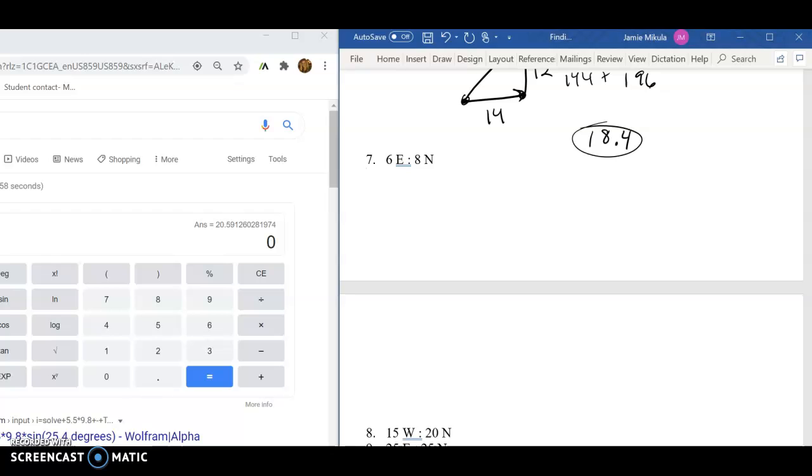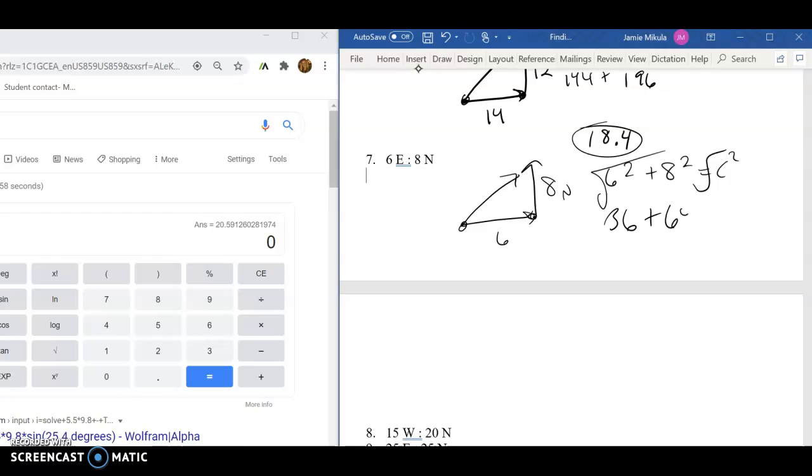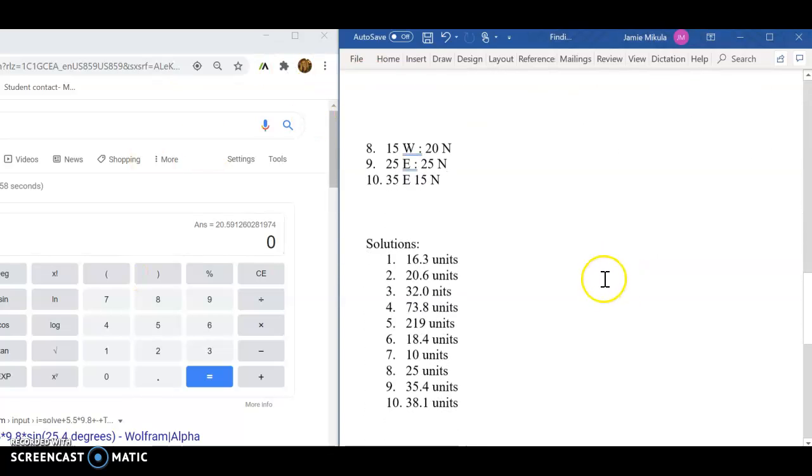Okay, 6 east and 8 north, so east is this way, I'm going 6, from there I'm going 8 north. My resultant will be that line. So 6 squared plus 8 squared equals c squared. Take the square root of both sides. Alright, 6 squared is 36. 8 squared, I can do that in my head, 64. Plus 36, so these two are 100. Take the square root of 100 and you get 10. Let's check our answer. Very good.